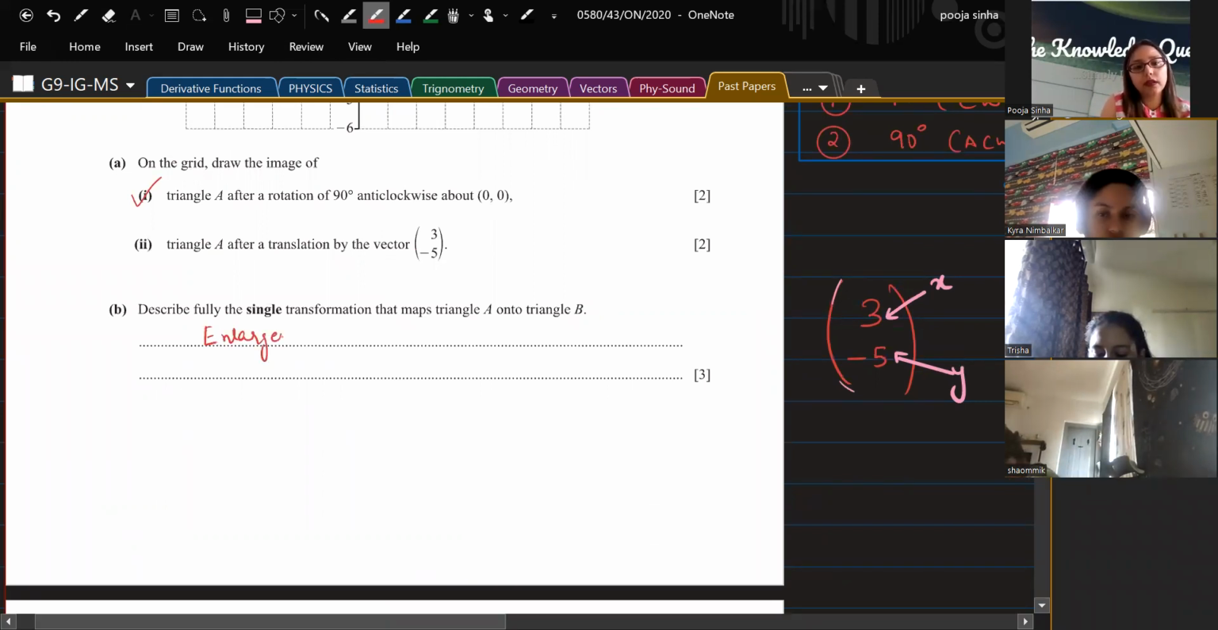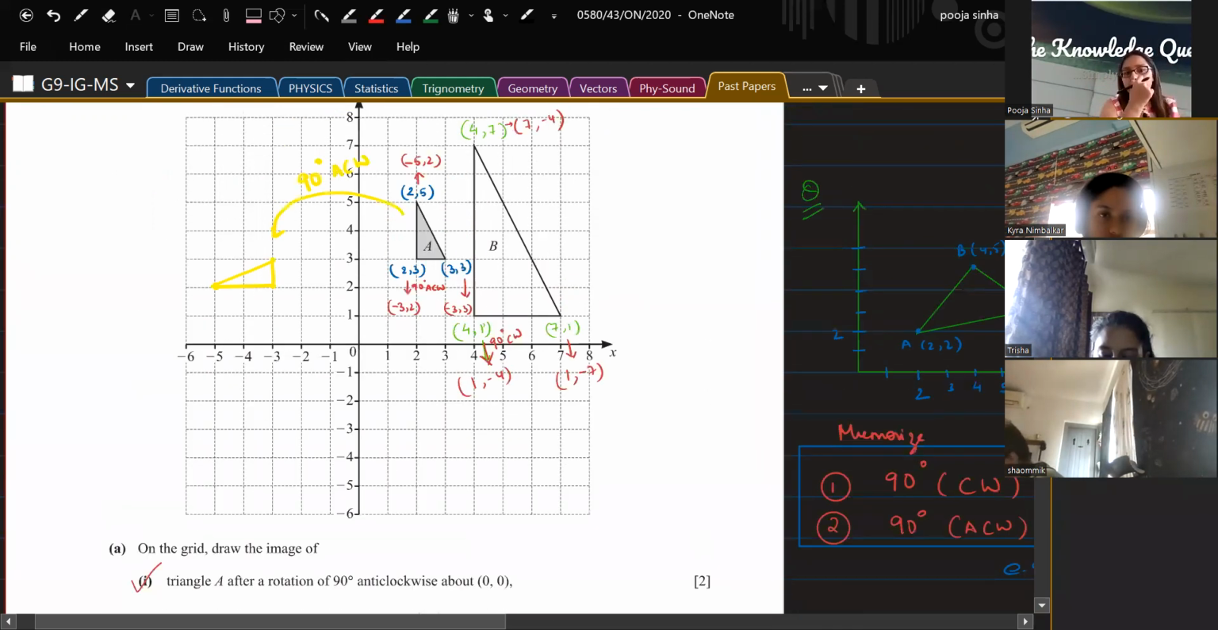Enlargement. And along with that, you have to write by how much. Enlargement by how much? So if you see, this side was 1 2, now how much has it become? 1 2 3 4 5 6. So how much is this? 2 and 6.